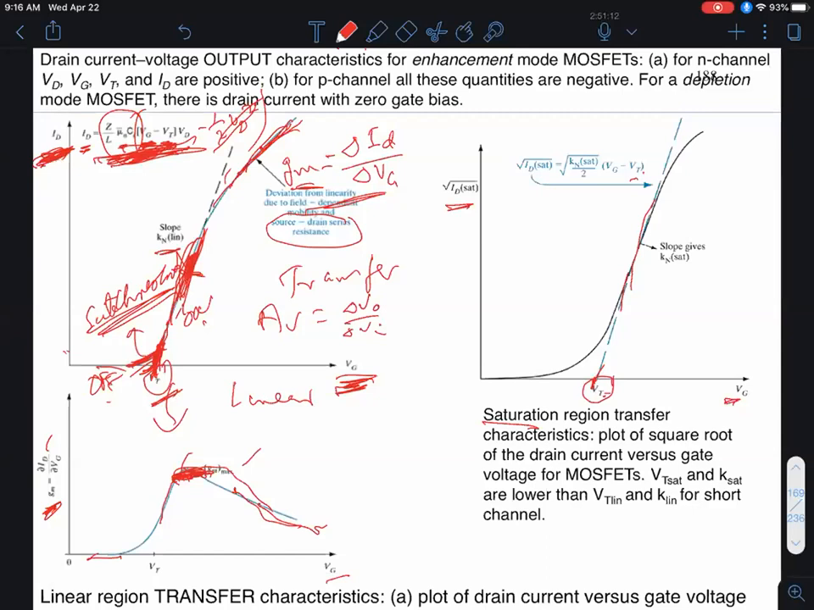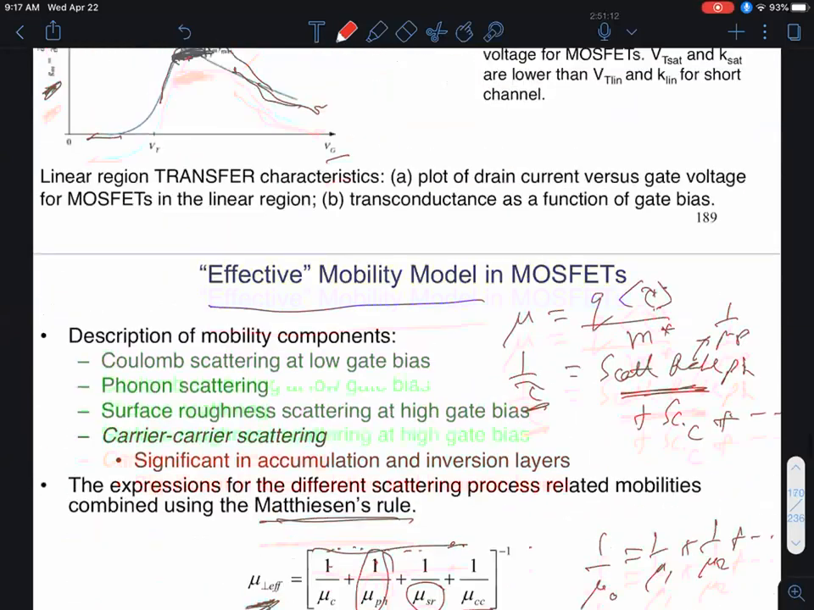Of course, in the saturation region, because of the quadratic dependence of current on gate voltage minus VT squared, you have to take the square root of that. Now, what we'll see today is this measurement in the saturation region will actually give you a lower value than in the linear region, for reasons to be discussed in a second.